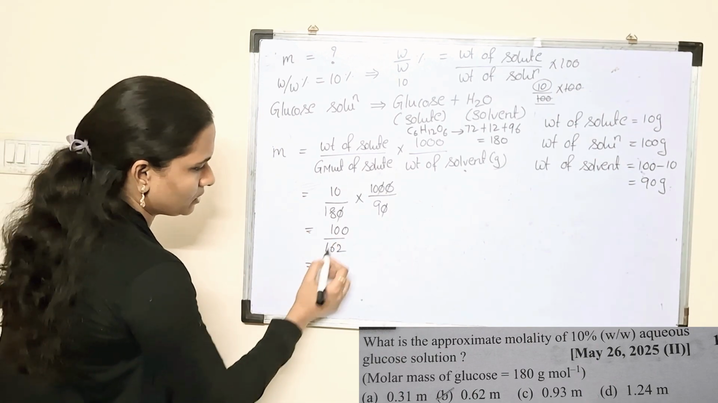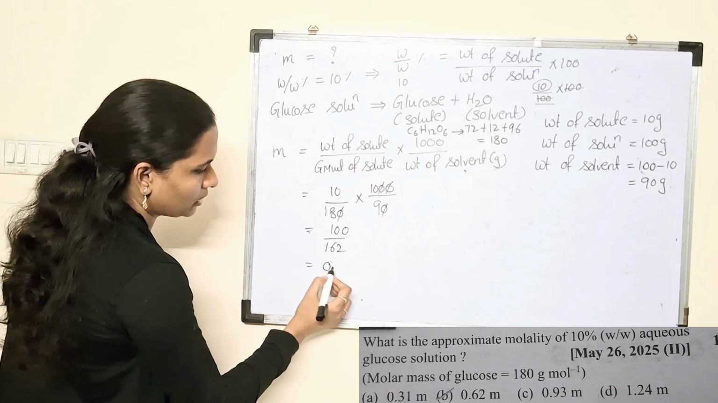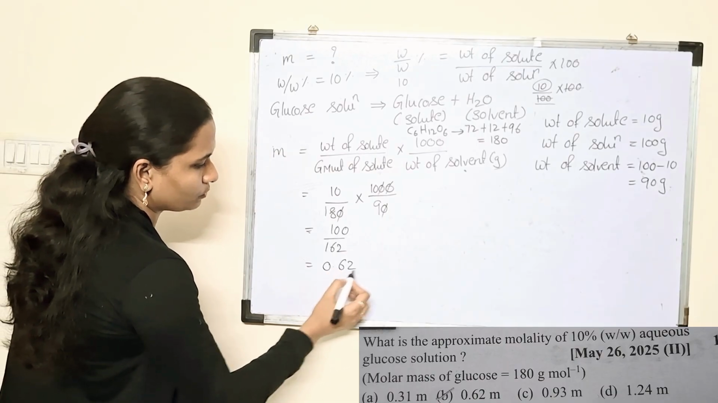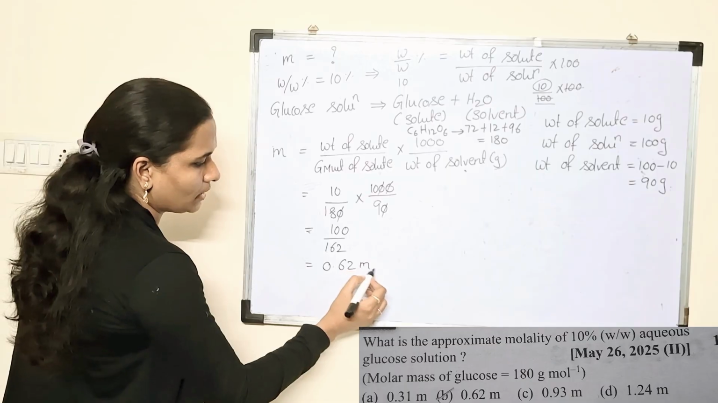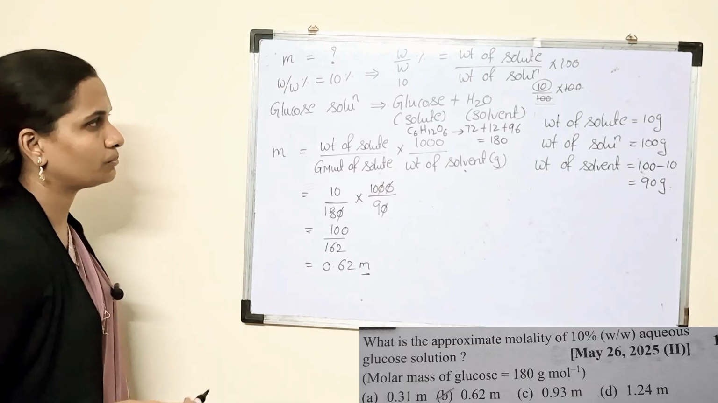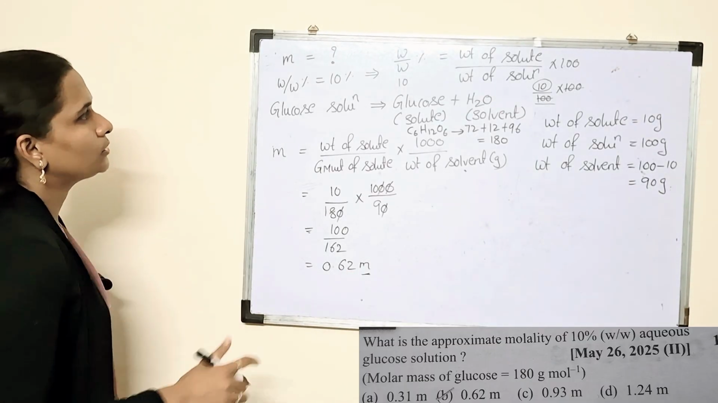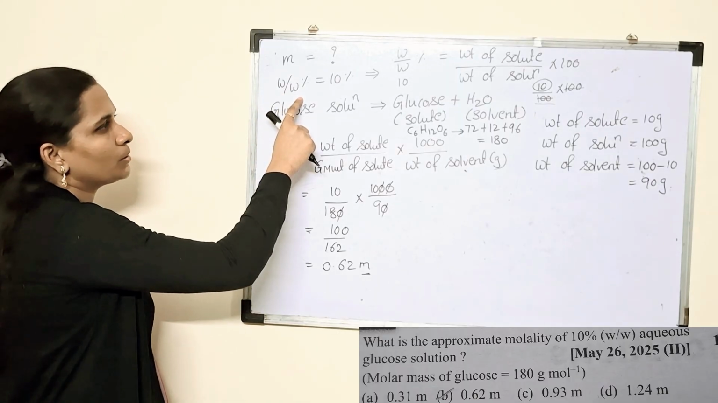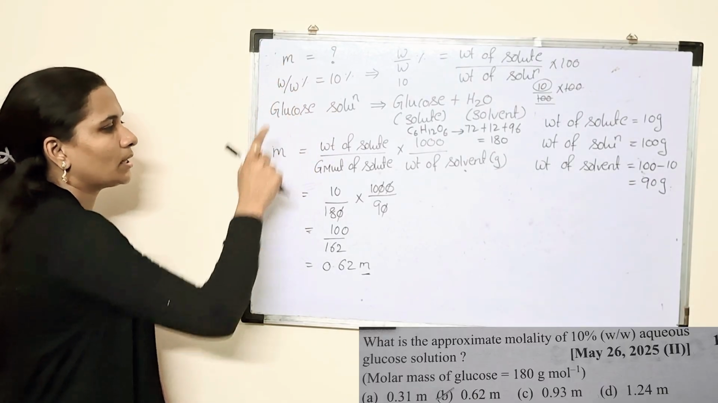Yeah, 100 by 162 if you're doing, then you will get nearly 0.62. This is the 0.62 molality. Molality is represented by small m. So this is the answer for this. They gave the weight by weight percentage, and they are asking what the molality is.